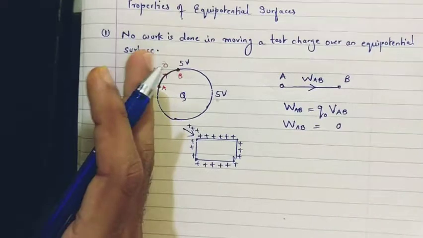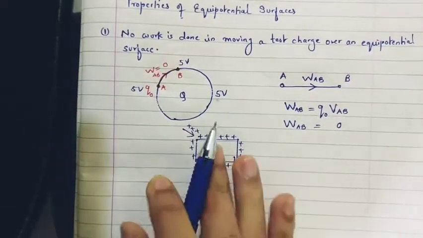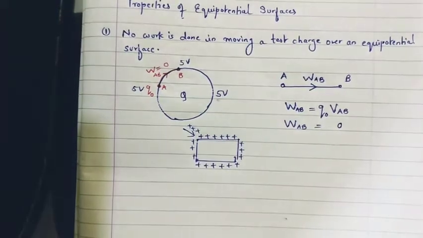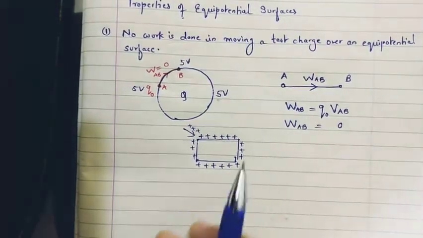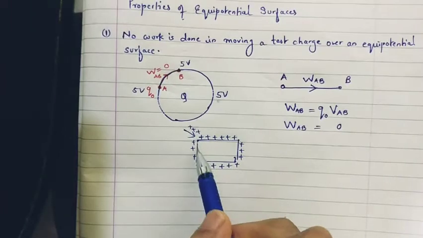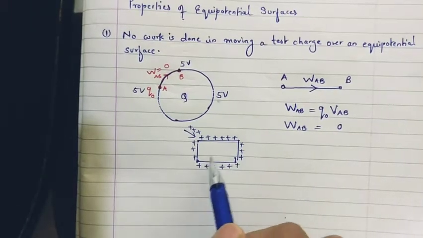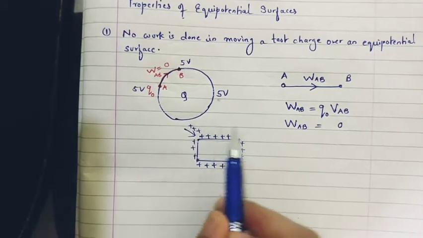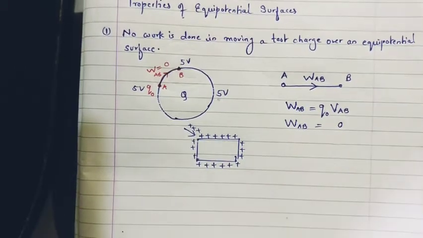Once you stop the supply, equilibrium will be attained and the position of the charges will be fixed. Then they will not move. Okay, so why do the charges not move? Because all the points on this surface will come to the same potential. That is, the surface of this conductor will become an equipotential surface.